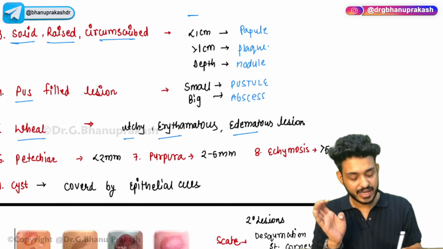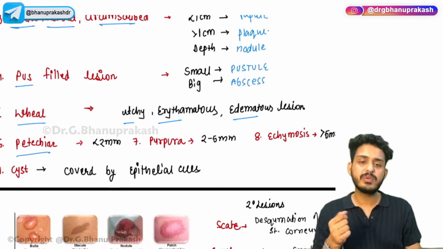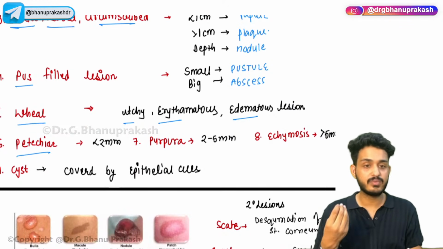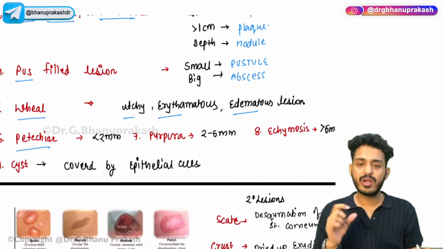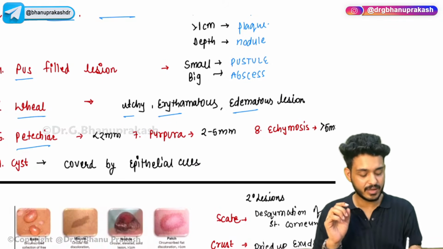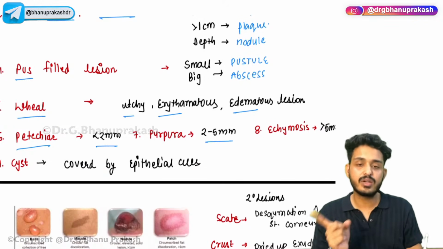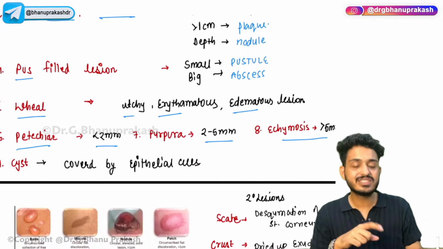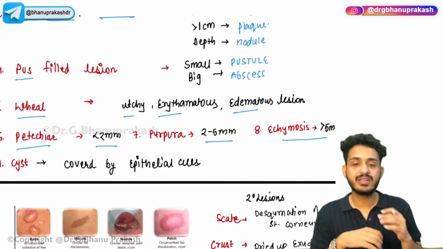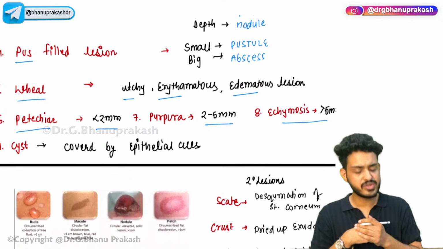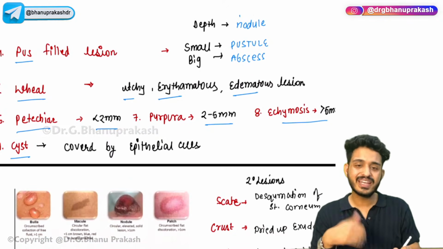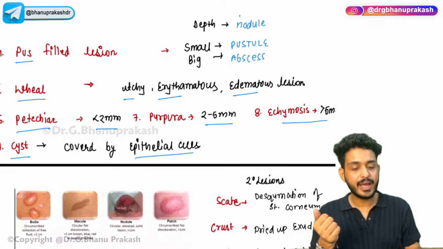Next we are having petechiae. Petechiae you will be finding in disorders, for example dengue. In dengue also you will be having petechiae. Small hemorrhages will be there. Petechiae are less than 2 mm, purpura are 2 to 5 mm, and ecchymosis is more than 5 mm. We are differentiating based on the size. Cyst means it is covered by epithelial cells.